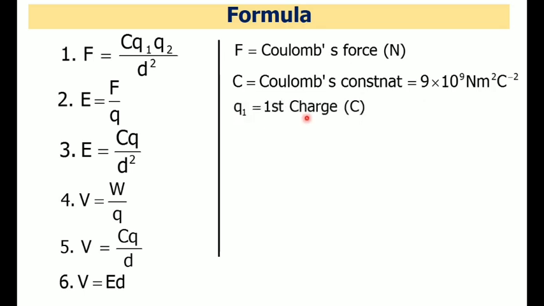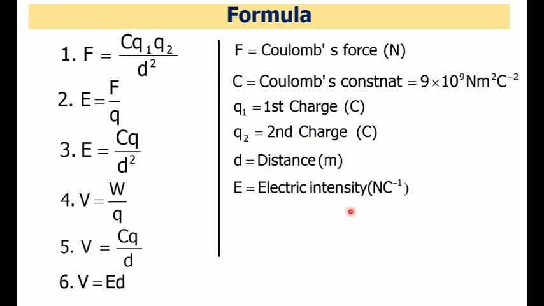Here Q1 is the first charge, whose unit is Coulomb. Q2 is the second charge, unit Coulomb. D is the distance, unit meter. E is electric intensity, whose unit is Newton per Coulomb. V is electric potential, whose unit is volt.